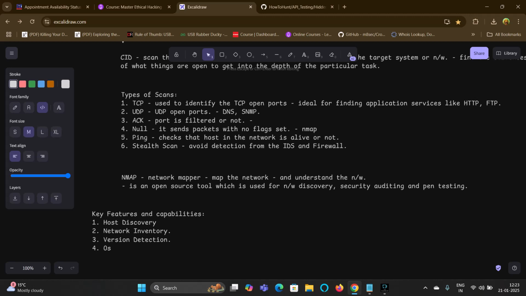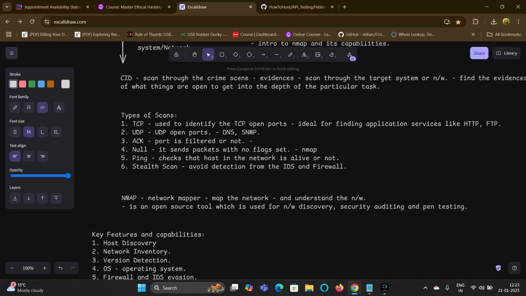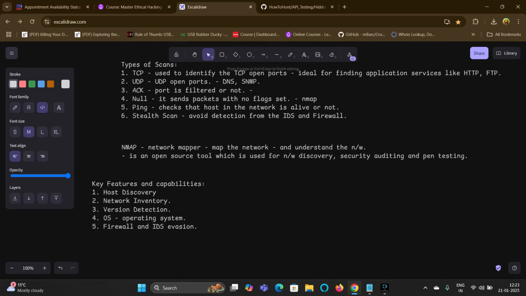And also OS detection. OS means, guys, operating system. We can get to know what kind of operating system that particular network is using through operating system detection. Then moving on further, we have firewall and IDS evasion. As I have already told you in the stealth scan, the stealth scan can avoid detection from the IDS and firewall. That's how we can evade the firewall and IDS and perform the full scan of a particular system. So these are the key features and capabilities of Nmap.